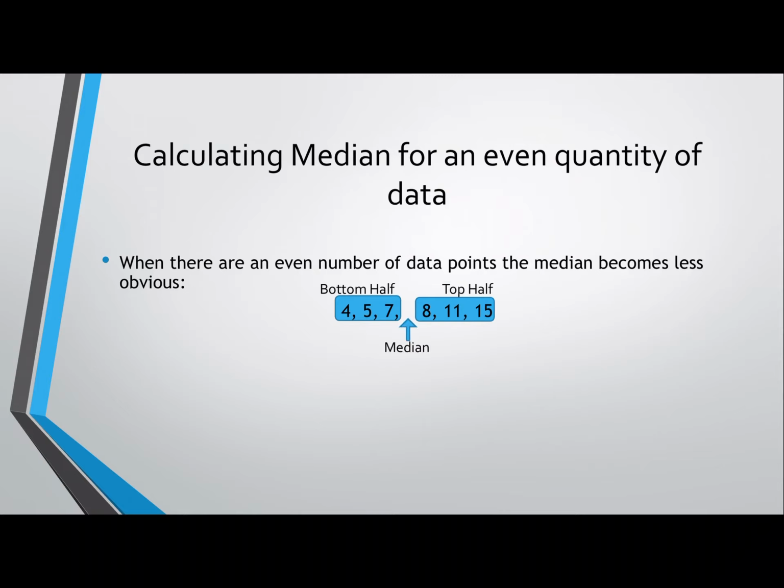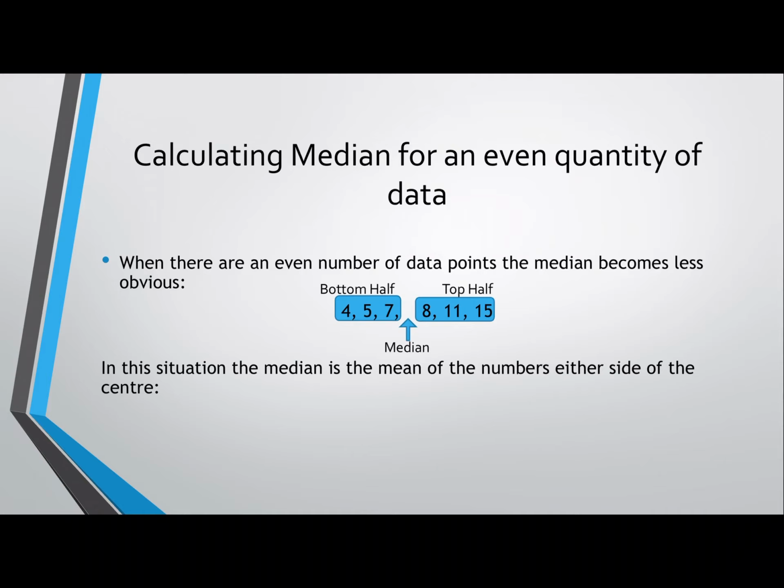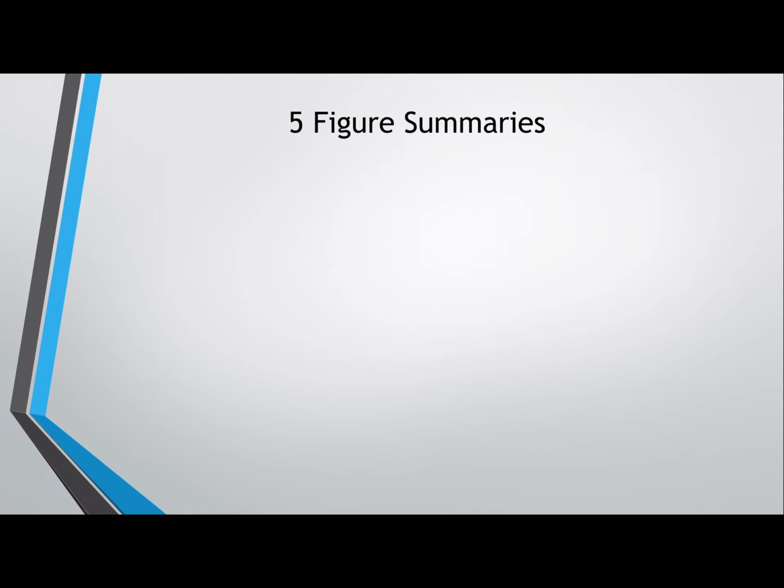But our median still sits in the middle between our bottom half of our numbers and our top half of our numbers. So when this happens, the median is actually the mean of the numbers either side of the centre. The centre point is where that arrow is, which is in between the 7 and the 8. So we find the mean of the numbers 7 and 8 because they're just either side of the middle. We add together the 7 and the 8, and divide by 2 because we're adding two numbers together. So we've got 15 divided by 2, which gives us 7.5. Right, so that's our median and we can keep going.